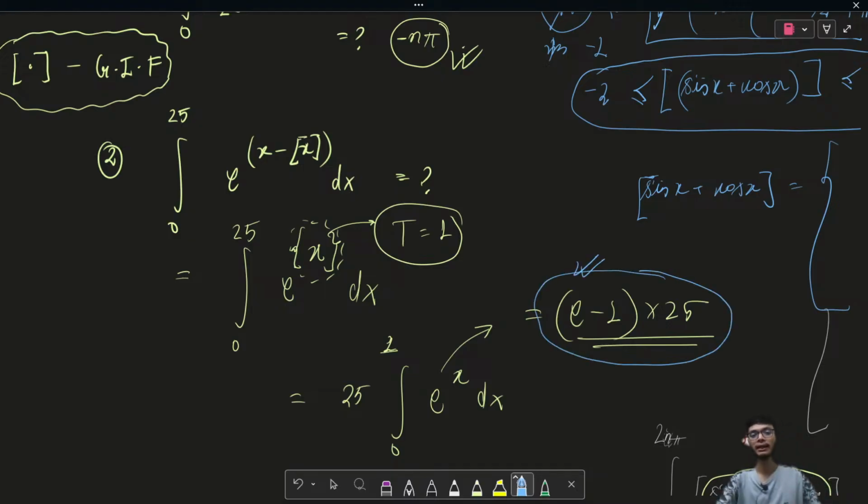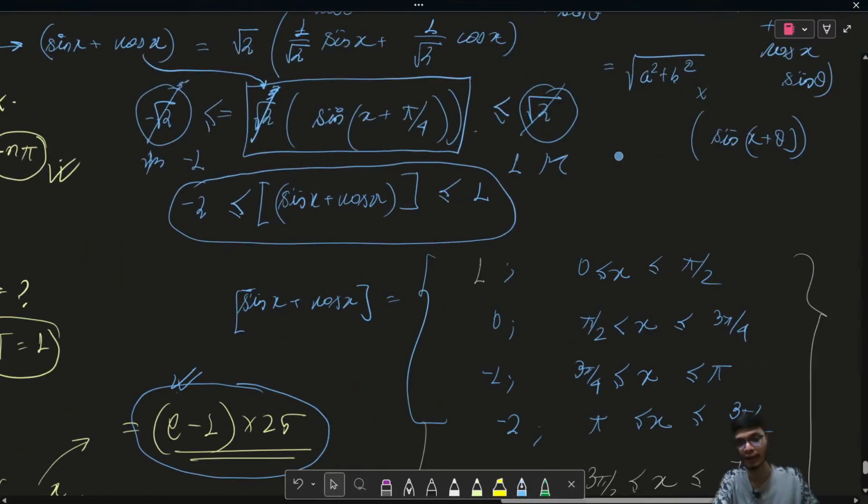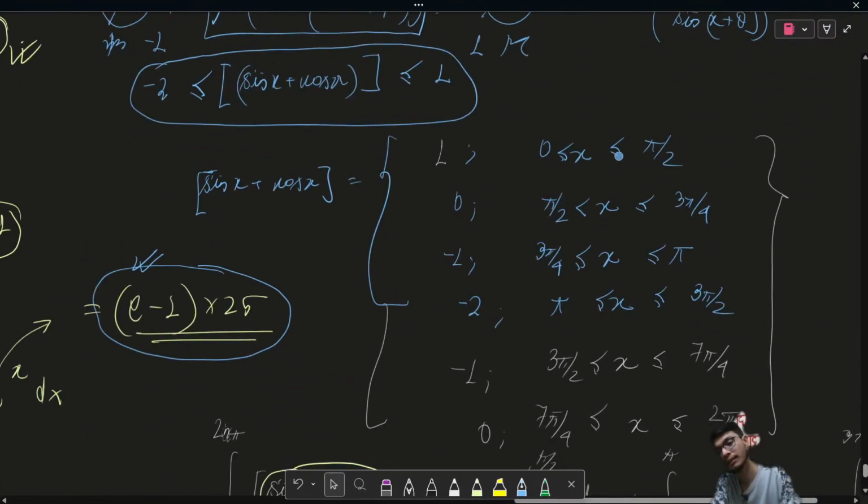So this was much simpler than this particular question, where you have to actually find the functional value at each of the intervals and then multiply with n, right?